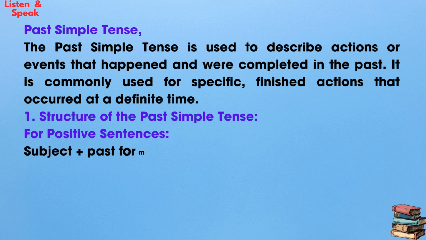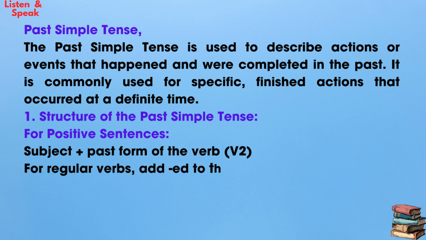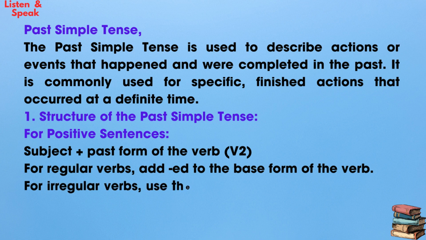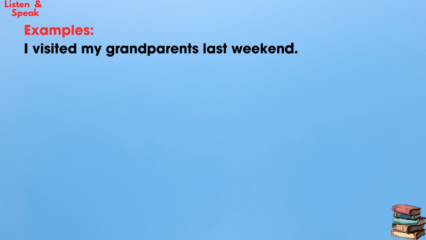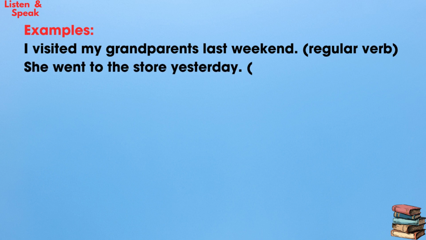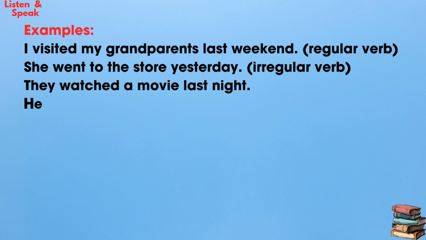Subject + past form of the verb, V2. For regular verbs, add -ed to the base form of the verb. For irregular verbs, use the specific past form, learned from memory. Examples: I visited my grandparents last weekend. Regular verb. She went to the store yesterday. Irregular verb. They watched a movie last night. He played football in school.